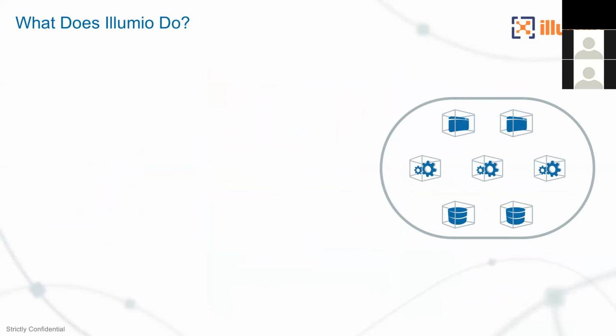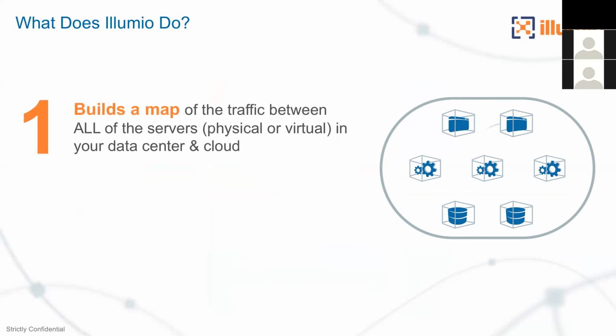So with that in mind, what exactly does Illumio do? We can really boil down what we do to two points. The first one is we build a map. So we take an organization's compute environment. It doesn't matter where it is. Physical servers in your data center, virtual servers running on any hypervisor, containerized workloads running on-prem, public, private cloud. We want to visualize all the communication between these workloads.